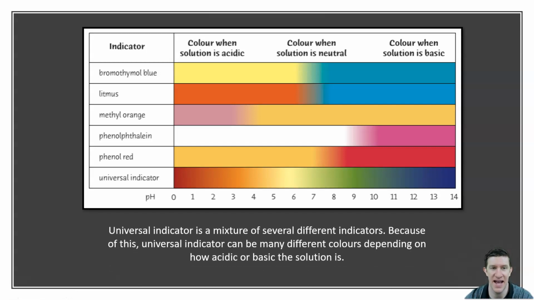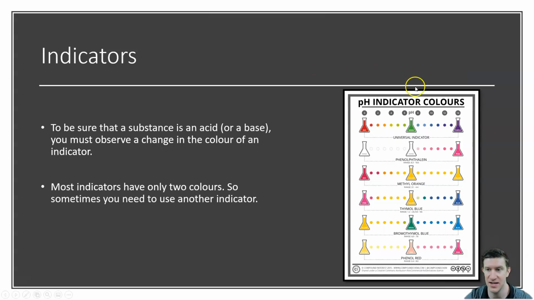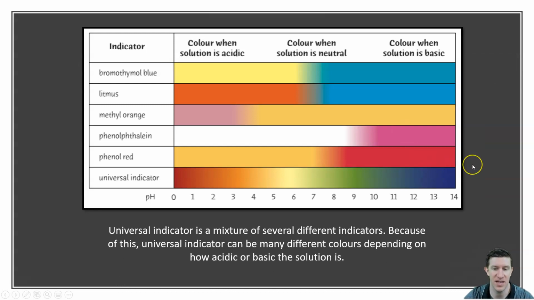Universal indicator is actually a combination of lots of different indicators. We often use this a lot because it's pretty good. If you remember from the previous slide, the universal indicator really gave us the greatest spread of colors. So we use that often because the different colors can be mixed and it gives us a much more accurate reading on both whether it's acid or base, but also how acidic or how basic.